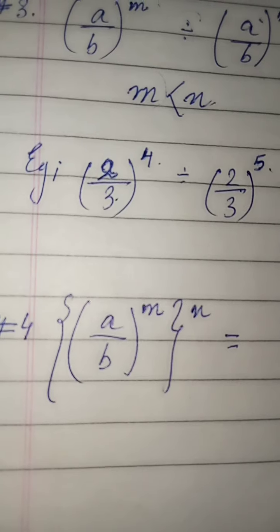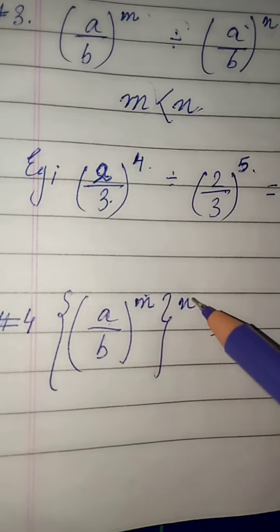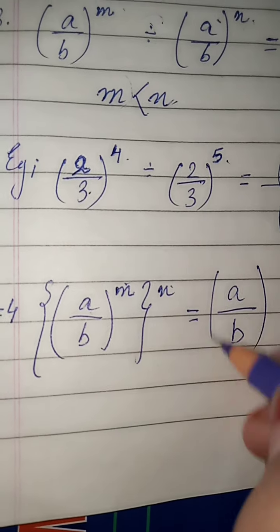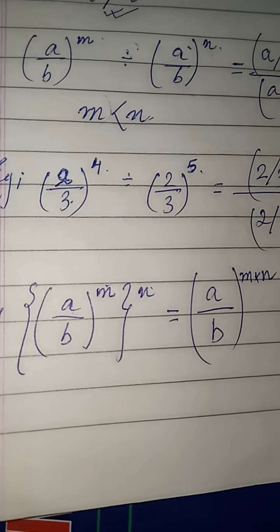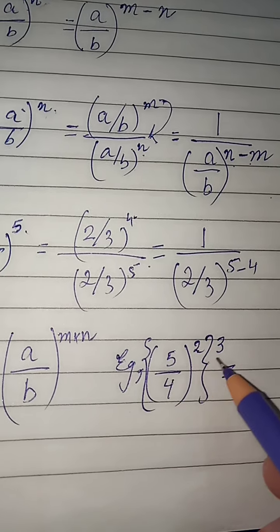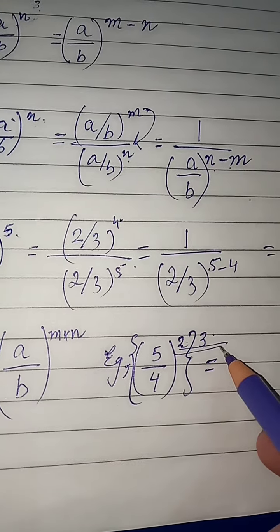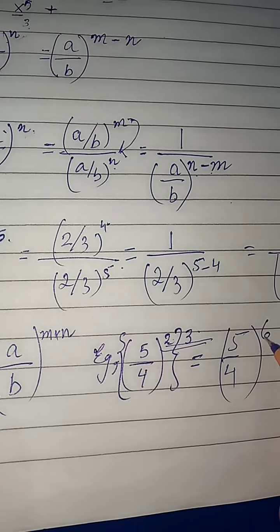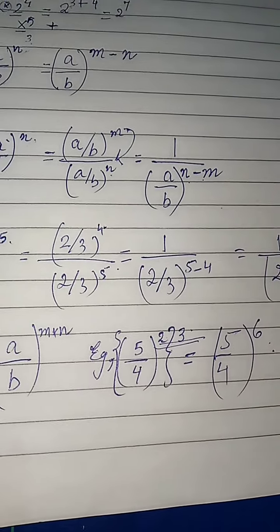Okay. Now let's see this. (a/b) to the power m into n. What we'll do, we'll simply multiply this. It will become m into n. Okay. Now here is an example. (5/4) whole to the power 2 whole to the power 3. So what we'll do, we'll multiply the powers. So (5/4) to the power 3 twos are 6, and then you can simplify. That will be your answer.